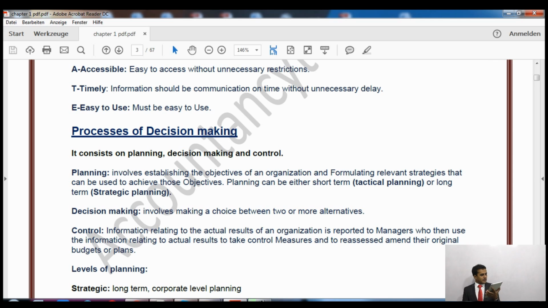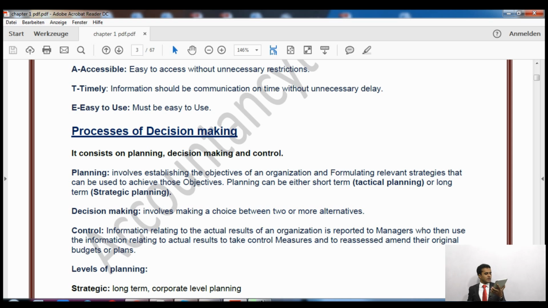Right. So then after that, it says T for timely. Information must be available in time. Say for example, your manager has to make the decision today based on the information which you have to give today, and you're giving that information tomorrow. So obviously it's meaningless because the information was not provided on time, so you won't be able to make the decision. So information must be timely, otherwise it's useless.